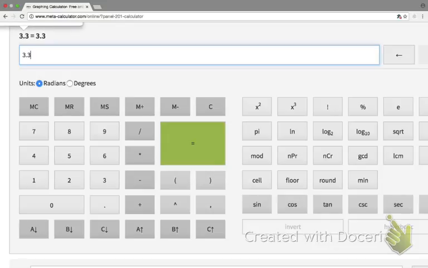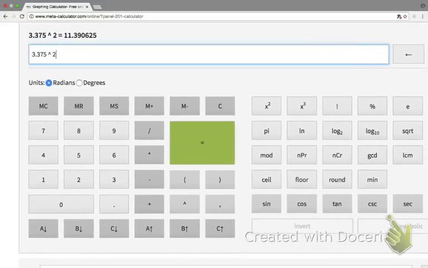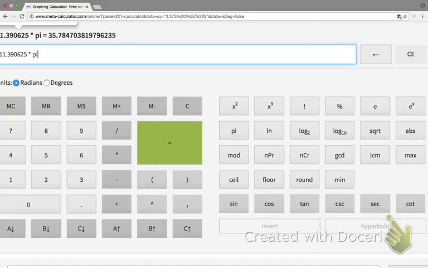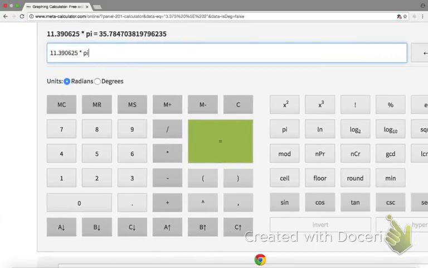So 3.375 squared is going to equal 11.390625. So again, instead of rounding and then multiplying by pi, I'm going to keep that entire number in my calculator and multiply it by pi. Pi is spelled P-I, by the way, so I'm going to go on ahead and click pi. You'll actually have the symbol for pi in your calculator, not the word. And that's equal to 35.7847 and so on. So again, because this isn't our final answer, we're not going to round just yet.